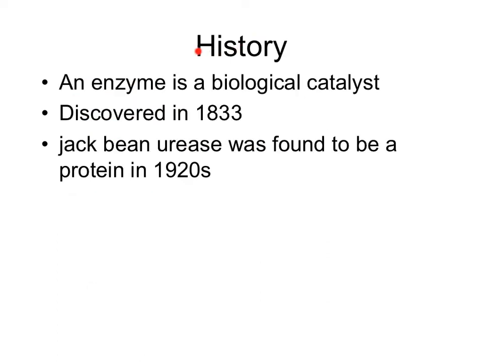Okay, let's think about the history of the field. An enzyme was defined as a biological catalyst in 1833, at least that's when they were discovered. And we didn't know what enzymes were for a long time. Jack bean urease was discovered and isolated and studied by James Sumner in the 1920s. And Sumner actually proposed and hypothesized that the protein urease was the catalyst. It actually took quite a bit of time for that to be accepted by the scientific community, but it turns out that enzymes are proteins.